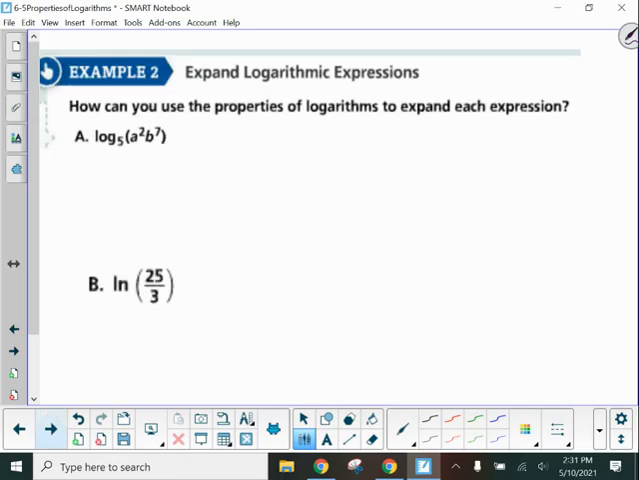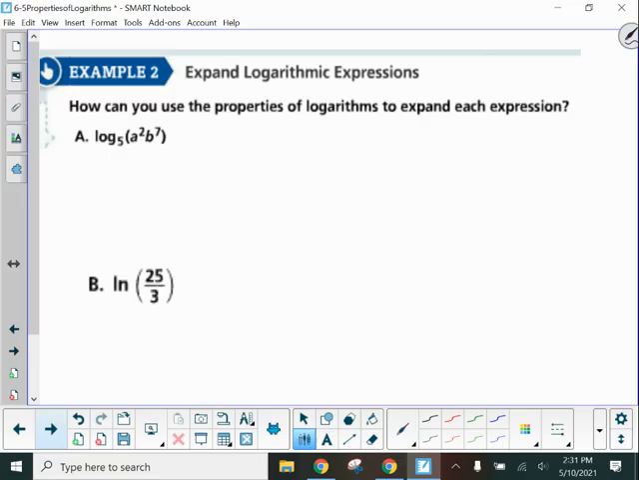We're skipping example 1. Example 1 goes through some of the methods for how you can prove these properties. You can look in your textbook if you're interested in seeing those. So that brings us to example 2. How can you use the properties of logarithms to expand each expression? So we have a single logarithm, and I am going to expand it as far as it can go.